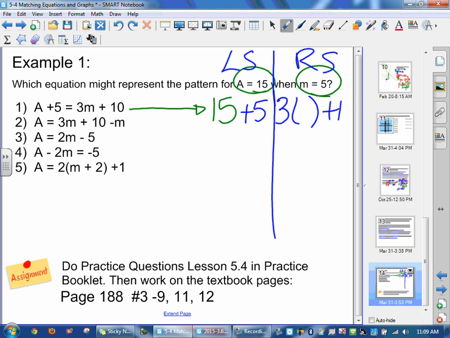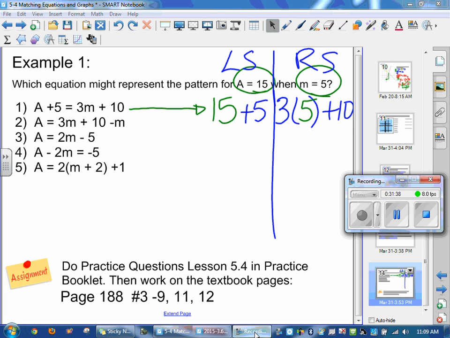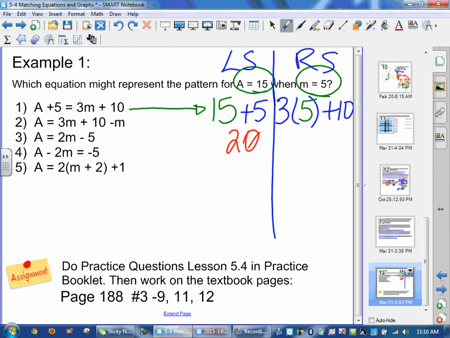Okay, let's check our math now. If I take 15 plus 5, I'm going to get 20 over here. 5 times 3 is my 15 on this side, plus 10, which gives me 25. Does the left side equal the right side? No, the left side does not equal the right side. So I know that this equation doesn't match those 2 points it gave me. Then I take the next equation and I do the exact same thing.